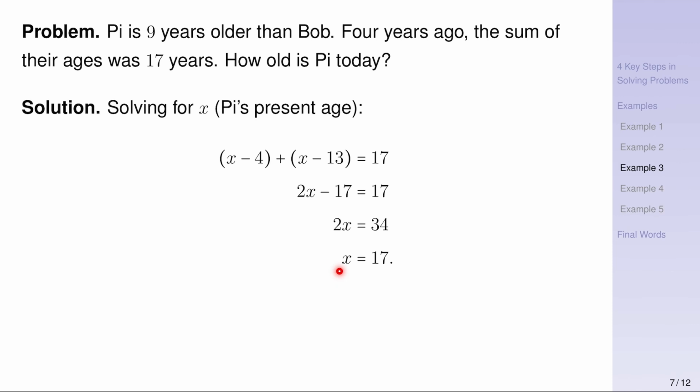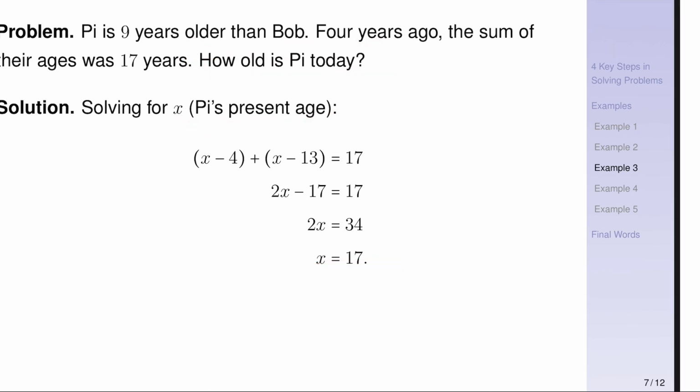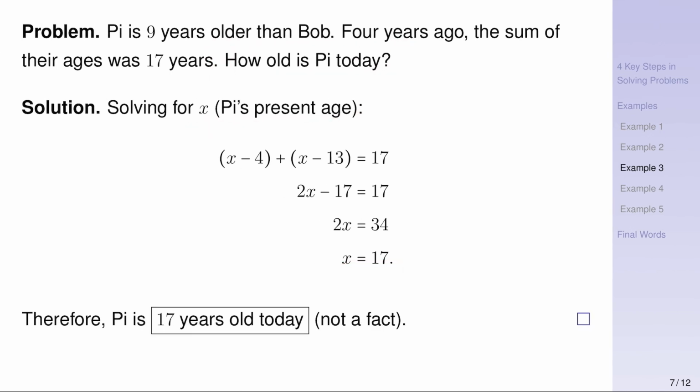Going back to the problem, x represents 17, which is Pi's present age, and our goal is to find how old Pi is today, which means that Pi is 17 years old today. And take note that this is not a fact if you are thinking that the Pi here represents the Pi man. So Pi and Pi man are different. But that is the answer for the problem.